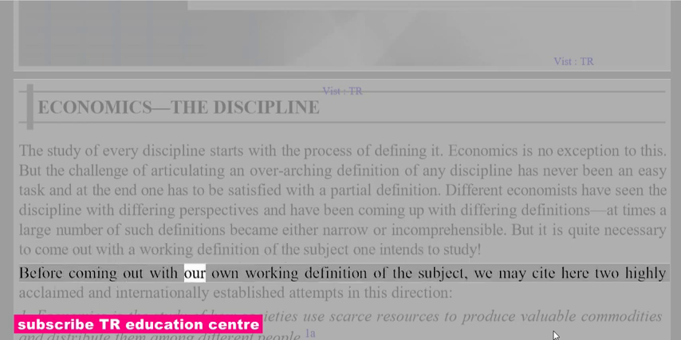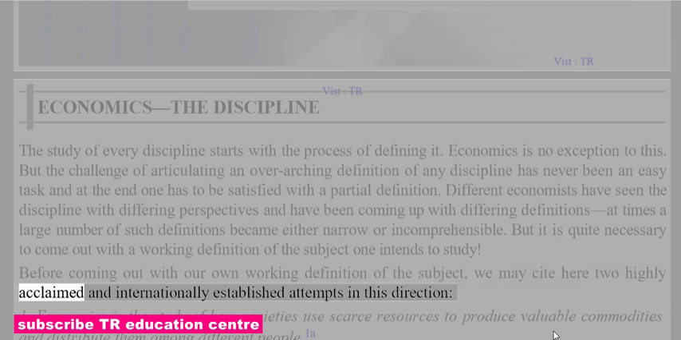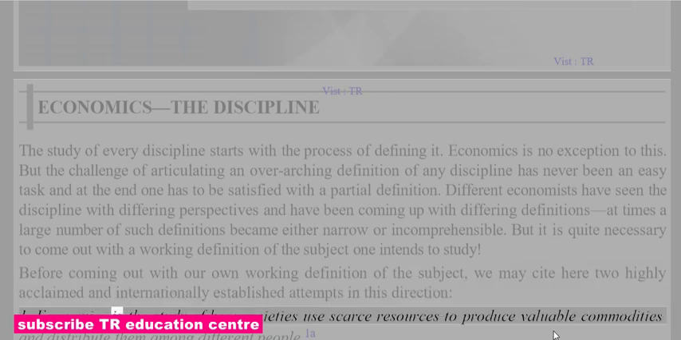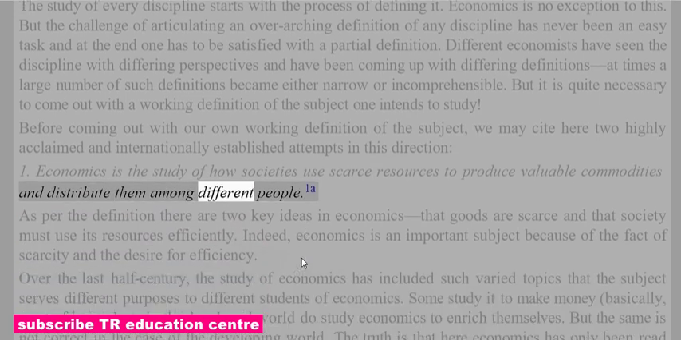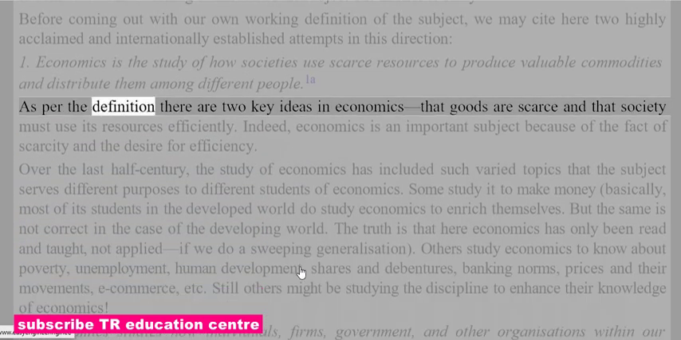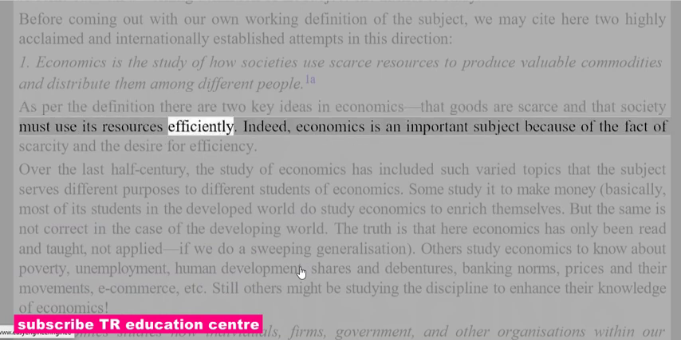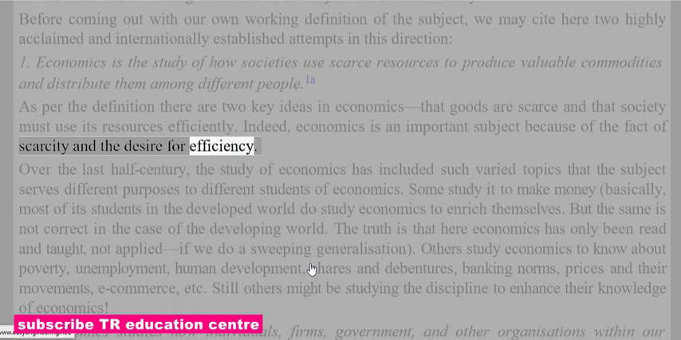Before coming out with our own working definition of the subject, we may cite here two highly acclaimed and internationally established attempts in this direction. One, economics is the study of how societies use scarce resources to produce valuable commodities and distribute them among different people. As per the definition, there are two key ideas in economics: that goods are scarce and that society must use its resources efficiently. Indeed, economics is an important subject because of the fact of scarcity and the desire for efficiency.